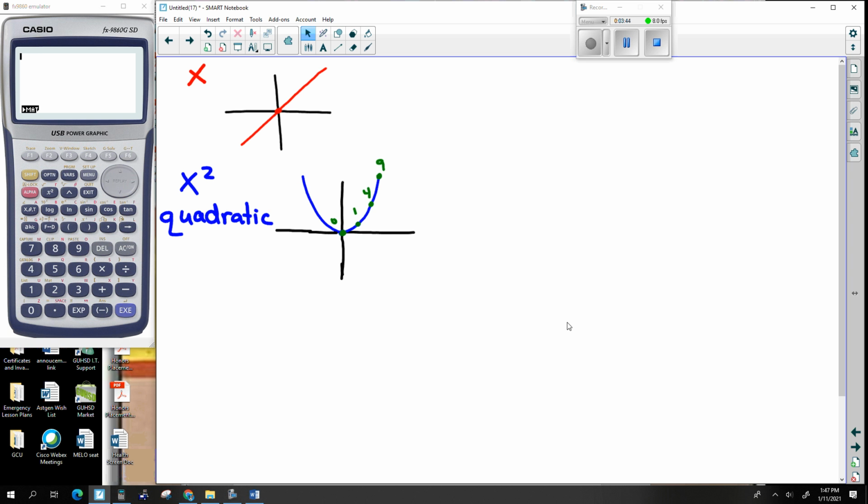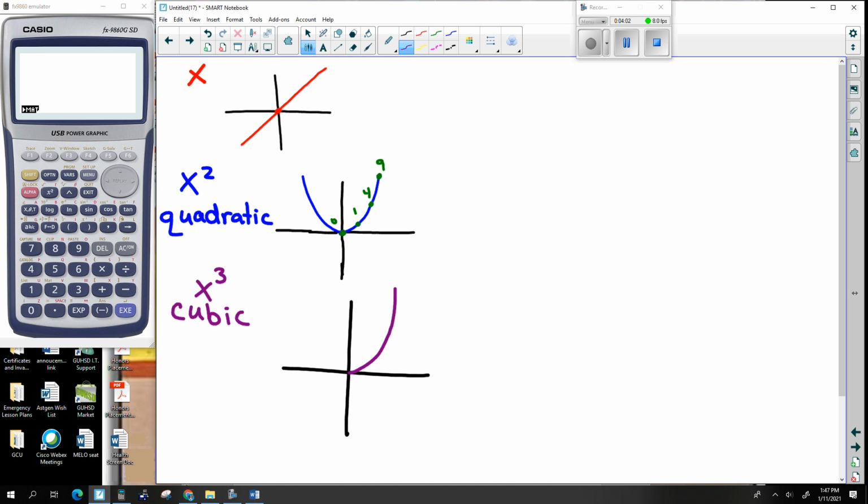Okay, next is an x to the third. And this is known as a cubic. Okay, this is known as a cubic. And what a cubic looks like is kind of like a disco dancer. That's how I remember it. It's disco.